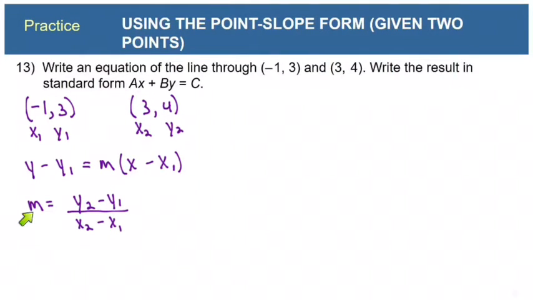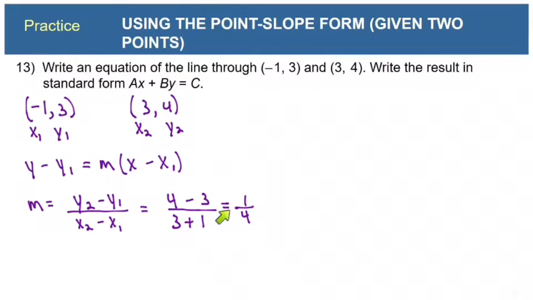So let's first plug our 2 points into the slope formula. That's going to be y2 minus y1, which is 4 minus 3, over x2 minus x1, which is 3 minus negative 1. Of course, minus negative becomes plus. 4 minus 3 is 1, and in the denominator, 3 plus 1 is 4. So our slope is 1/4.